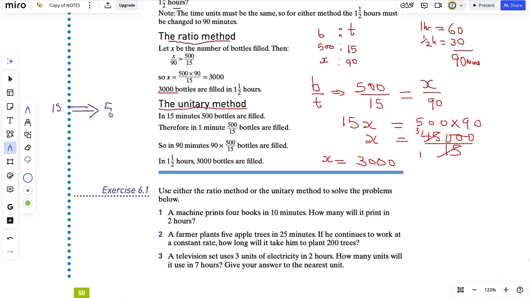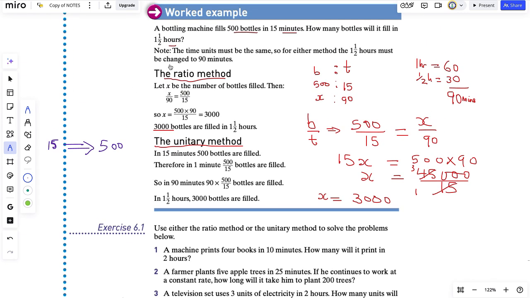Why do they call it unitary? Unitary means one. In 15 minutes, the machine was able to fill 500 bottles, because that's what the question says: a bottling machine fills 500 bottles in 15 minutes. In 1 minute, how many bottles will this machine be able to fill?